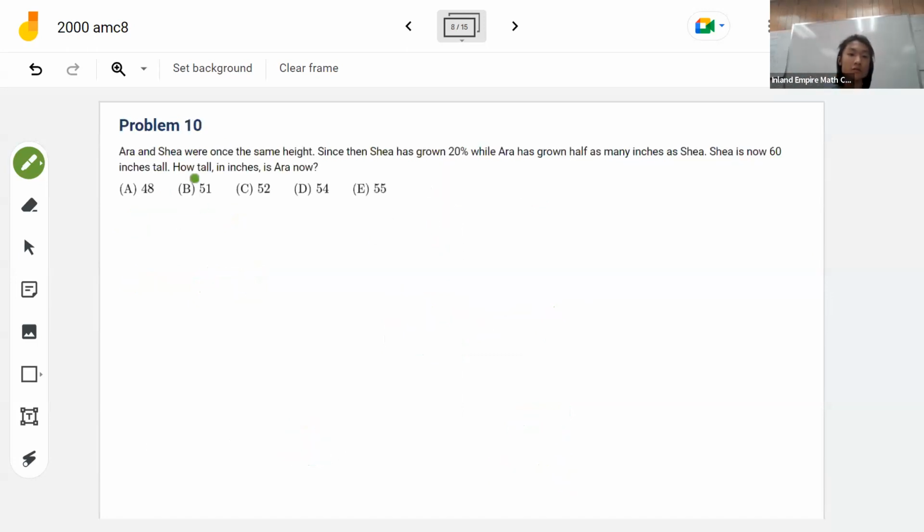So Era and Shia were once the same height. Since then, Shia has grown 20%, while Era has grown half as many inches as Shia. Shia is now 60 inches tall. How tall in inches is Era now? So this one will take around 2 minutes.